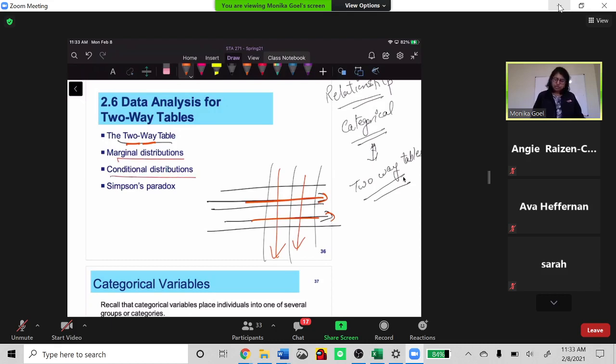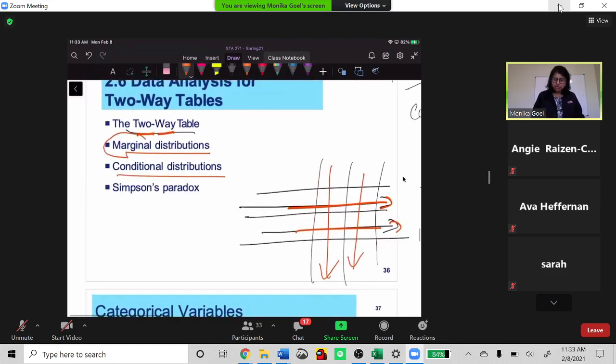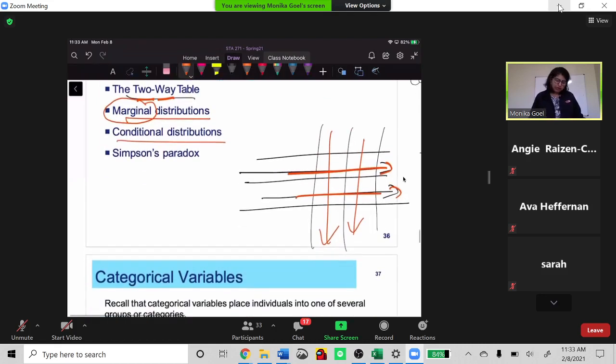Marginal distribution and conditional distribution. Again, when we say the word margin, what does margin mean? Anyone?